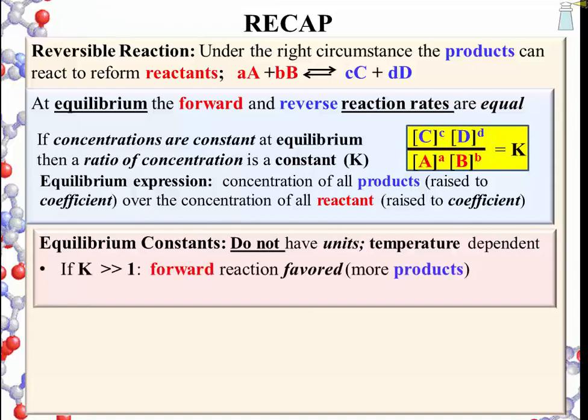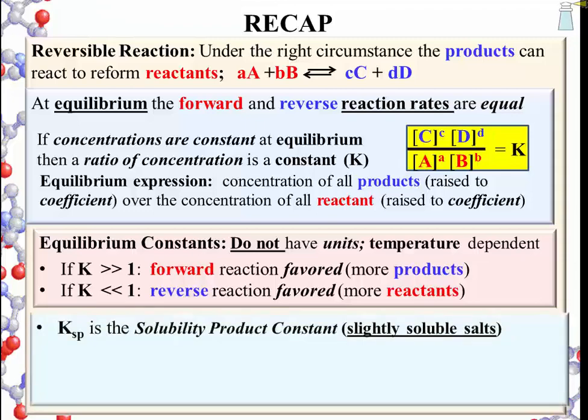If K is a lot larger than 1, it means that the forward reaction rate is favored. More products are made. If K is a lot smaller than 1, it means that the reverse reaction is favored. There'll be more reactants around. There are reaction-specific equilibrium constants. Ksp is a solubility product constant. It is used for slightly soluble salts.